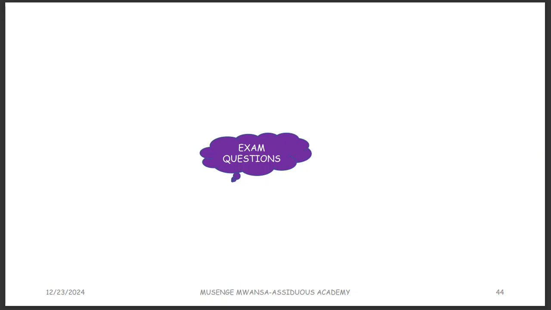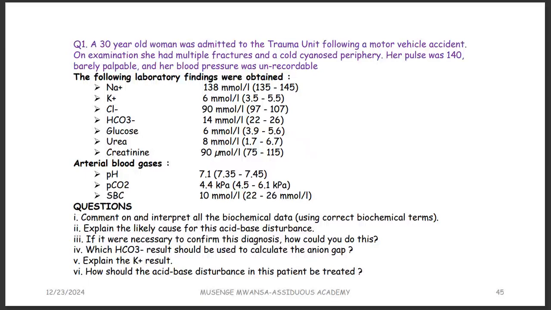Acid base balance exam questions. Here is the first question. A 30-year-old woman was admitted to the trauma unit following a motor vehicle accident.